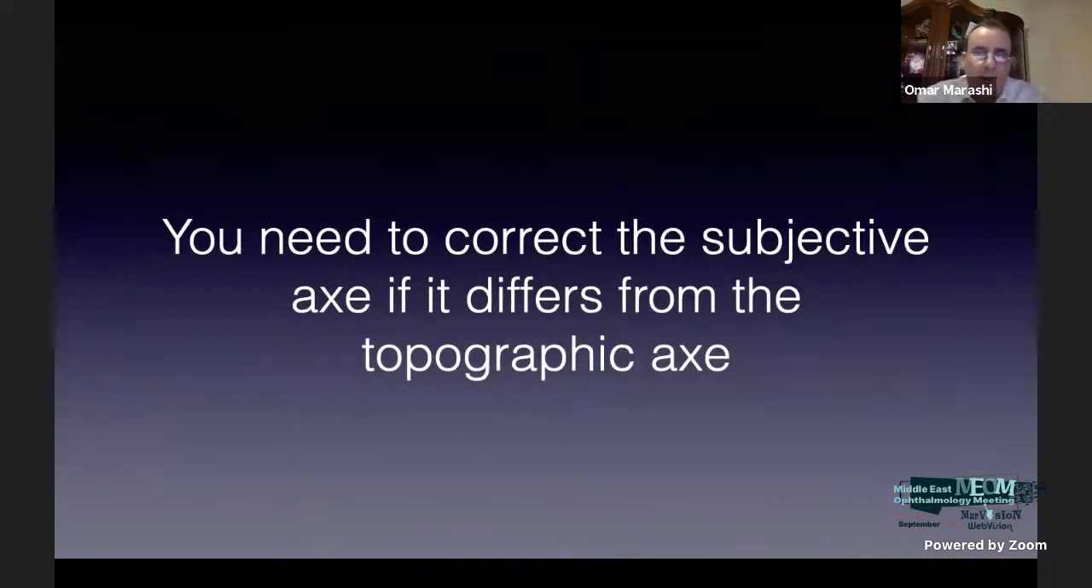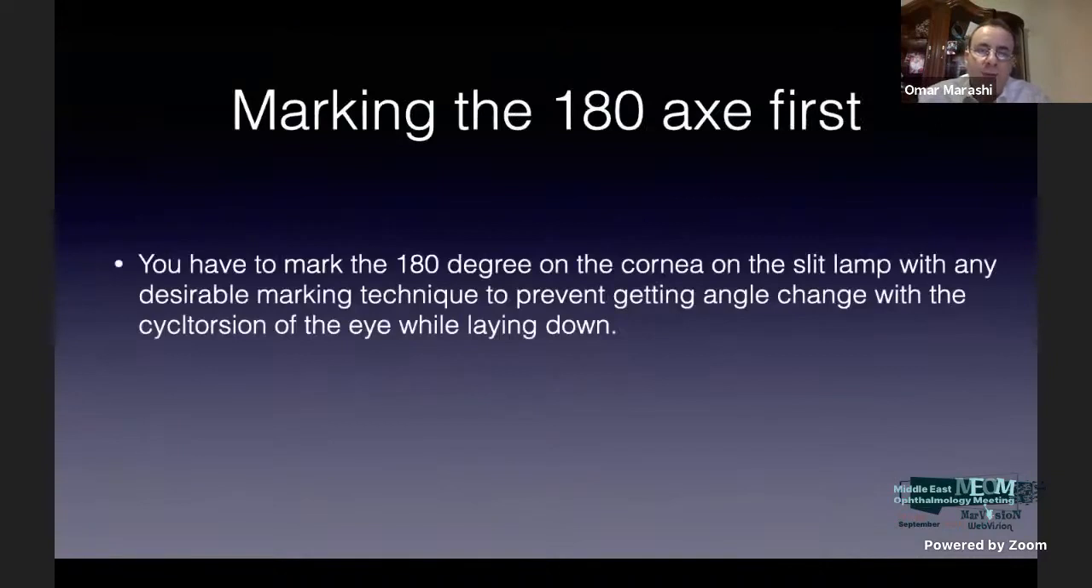This is your aim. Marking, of course, the 180 degrees first. We usually do that on the slit lamp, because the patient in this case wouldn't have any excyclotorsion. You have to make sure that you go straight in the interpalpebral plane. You do a minute abrasion at the 180 degrees, and no matter how the patient lays down, no matter how much the excyclotorsion is, you can still compensate for the difference.